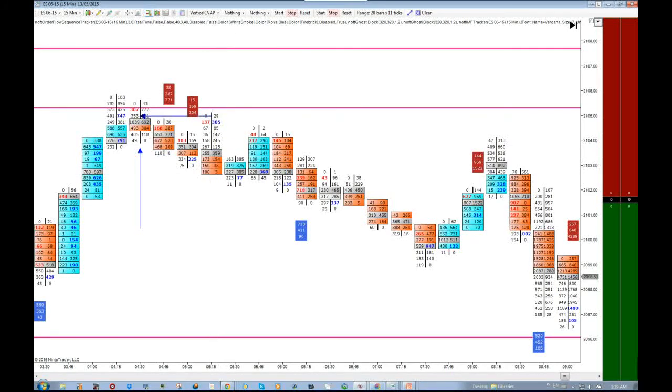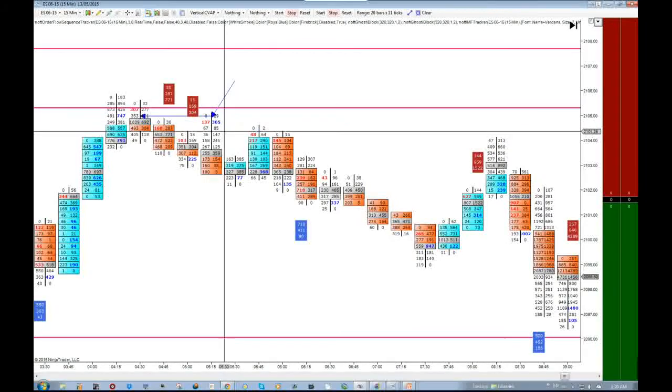But what happens? We come up and we reject that level. Now you start looking at this: the 305 aggressive buyers on this level, on this candle at 515, still couldn't get the market higher.